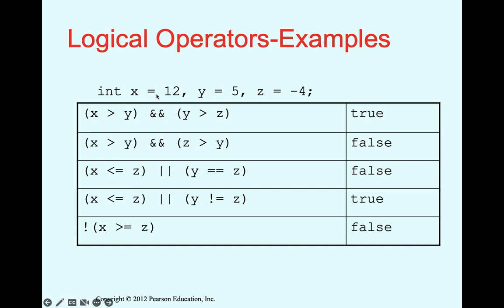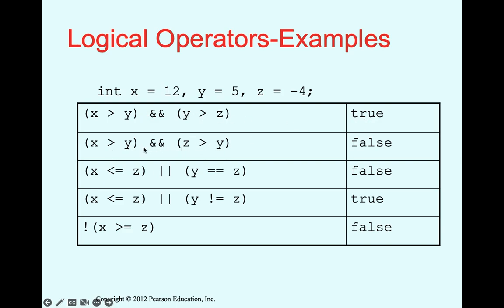For example, if int x is equal to 12, y is 5, z is minus 4, this Boolean expression evaluates to true. Why? Because x is greater than y, this is true. y is greater than z, this is also true. So both are true. True and true is true.